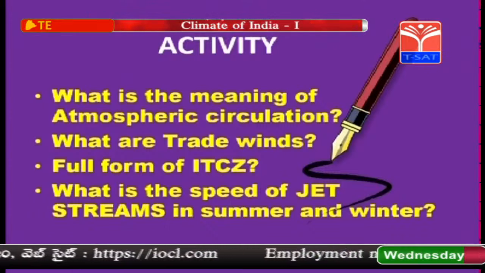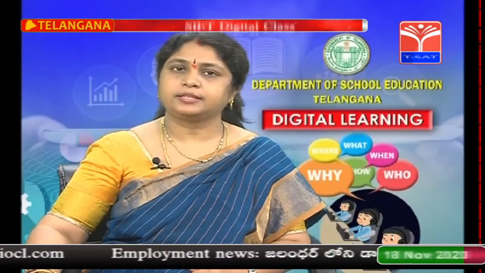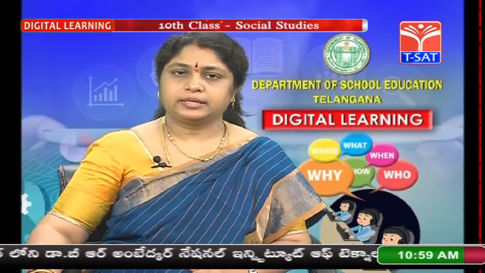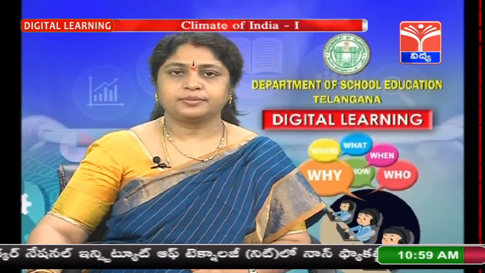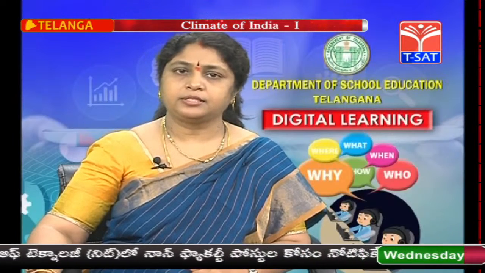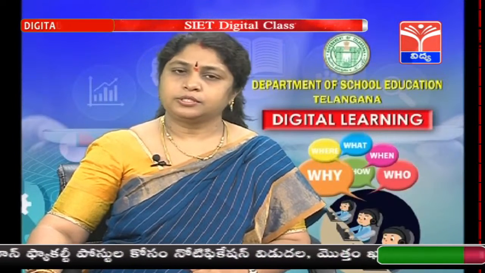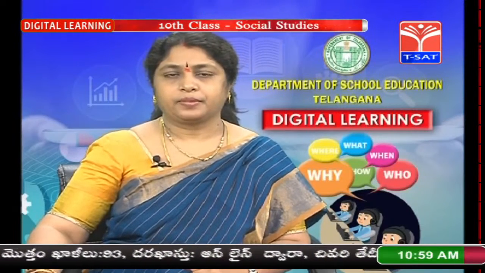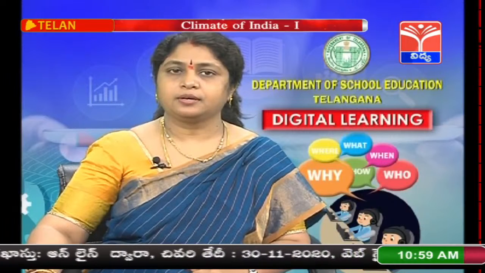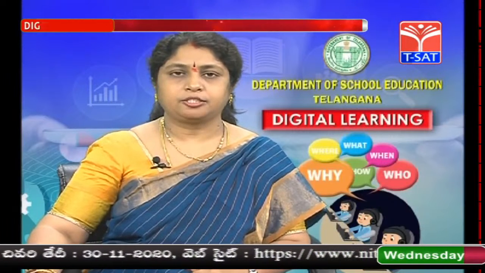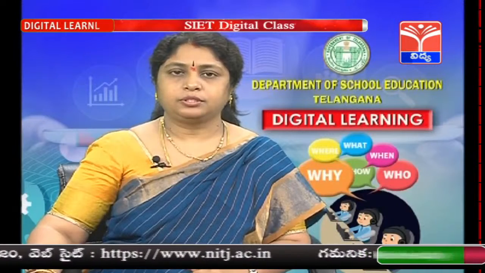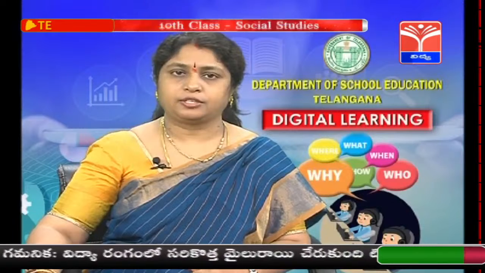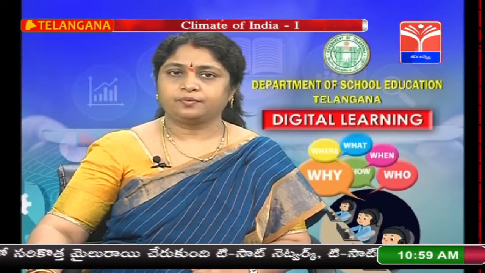Let's have a quick recapitulation of what we have learnt in this part 1, that is climate of India. We discussed the concepts of weather and climate. We also discussed the factors influencing climate and weather. So, how many factors are influencing? There are 4 factors: latitude, altitude, land water relationship, and upper atmospheric circulation. Hope I am clear with it.